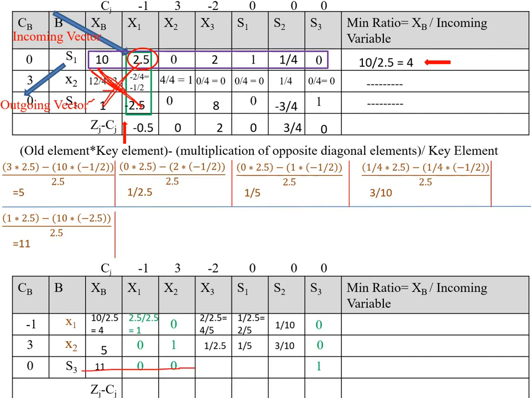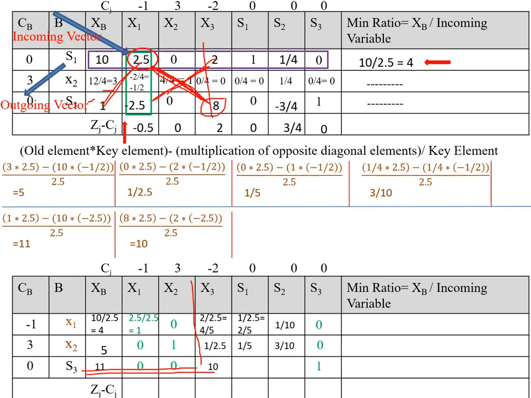So next element is the S3 and X3. So old element value is the 8 and the key element is the 2.5. So for this one, diagonal elements are the 2 and minus 2.5. So 8 into 2.5 minus 2 into minus 2.5, divided by key element, that is the 2.5. So value we will get the 10. So enter the 10 value here.